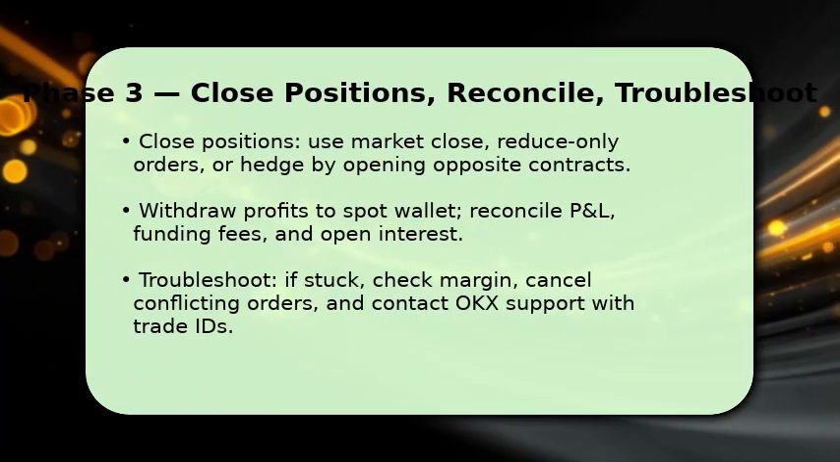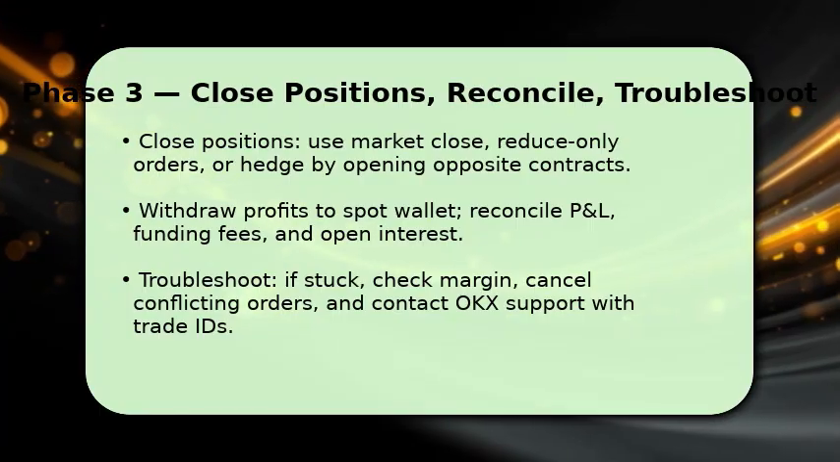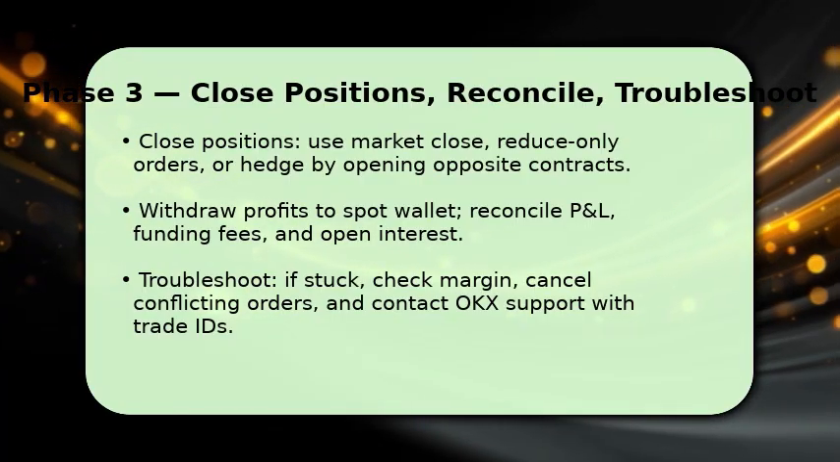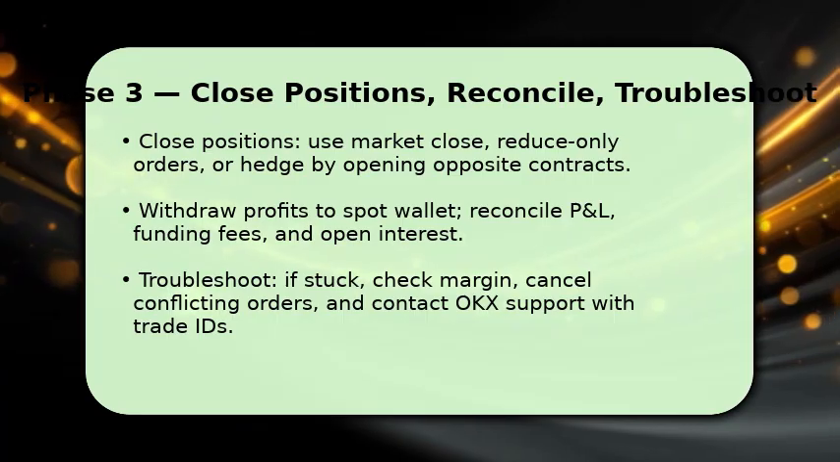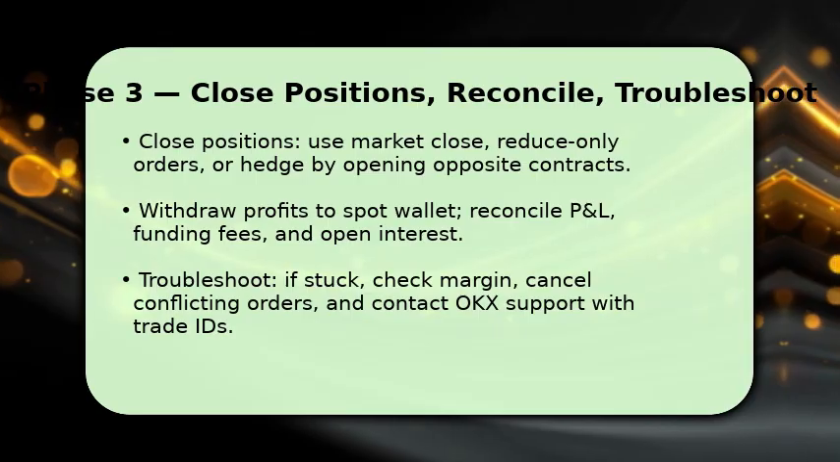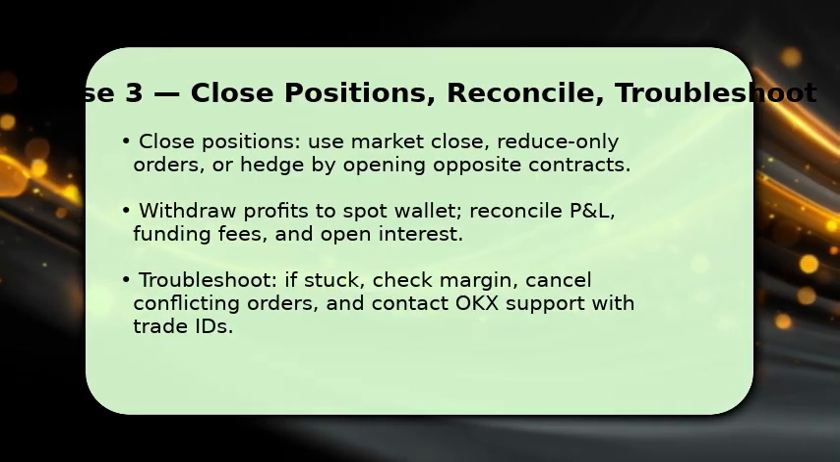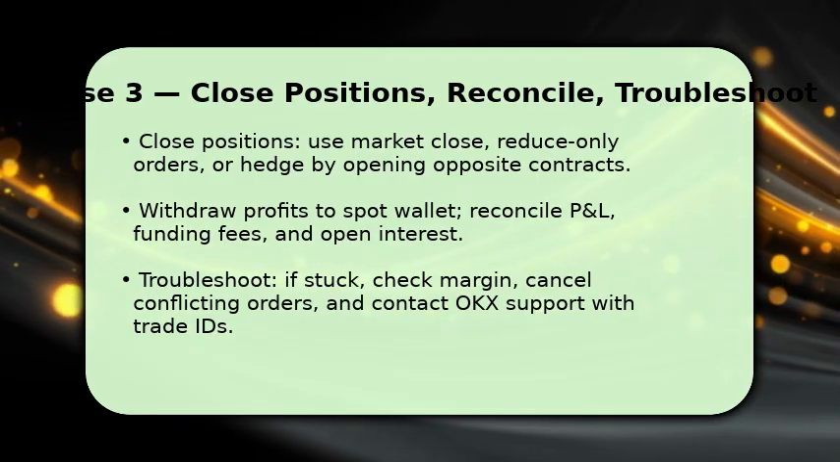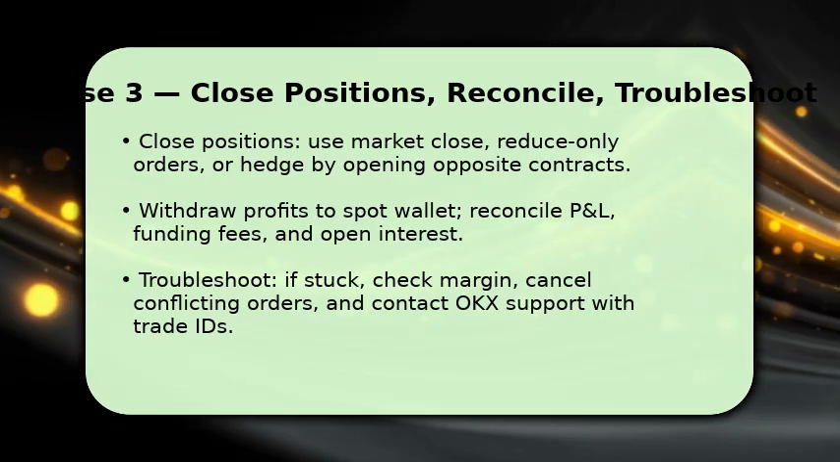To finish, close or reduce positions. Use market close for speed or reduce only orders to avoid accidental entries. You can hedge by opening an opposite contract if necessary. After closing, withdraw profits back to spot wallet and reconcile your P&L, including funding fees and open interest impact.